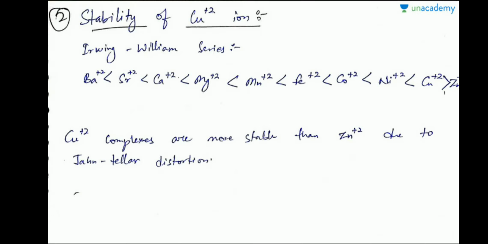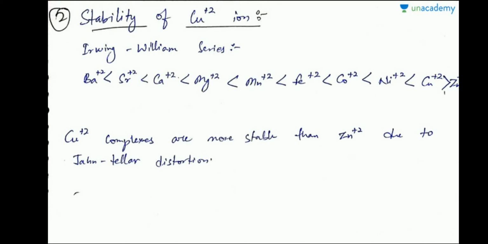The next thing is the stability of the copper plus 2 ion. There is a series given by Irving-Williams, called the Irving-Williams series. This series tells you the stability of the di-positive ions. A lot of di-positive ions have been arranged experimentally, based on the experiments carried out by Irving and Williams, who did a lot of work in this field. They arranged all these divalent cations in the order of their increasing stability.